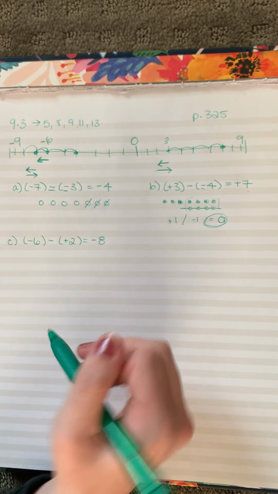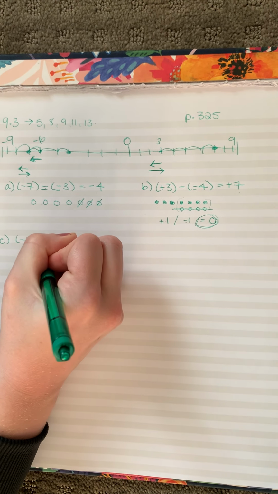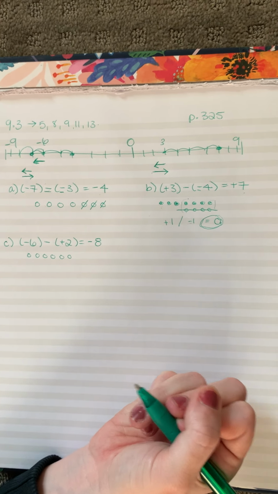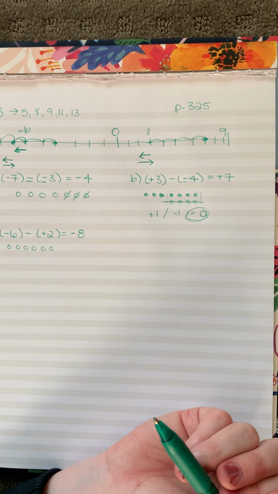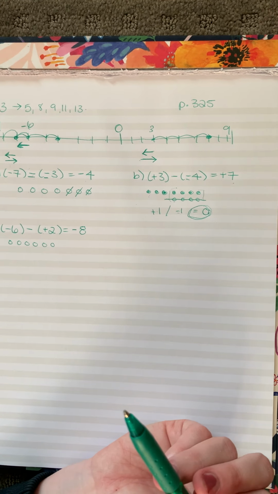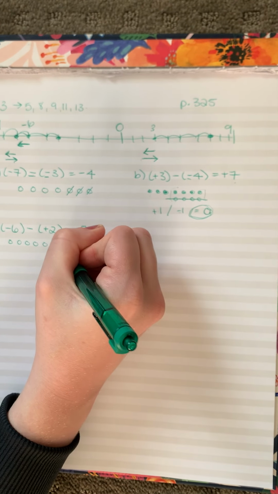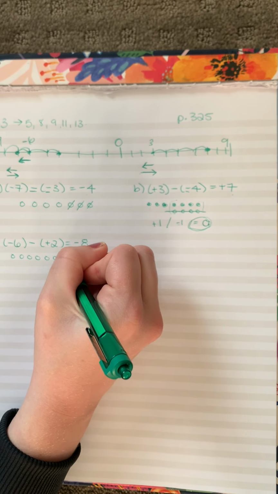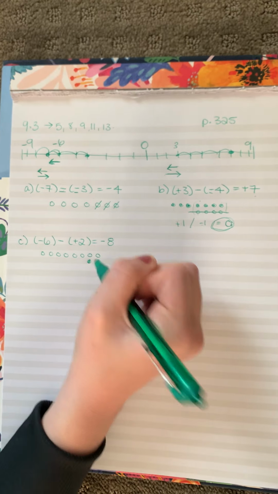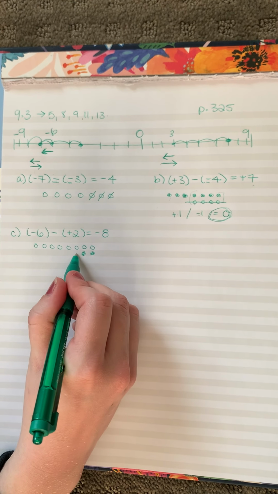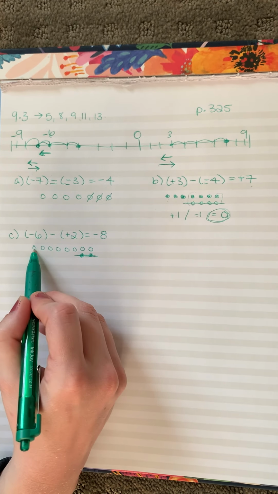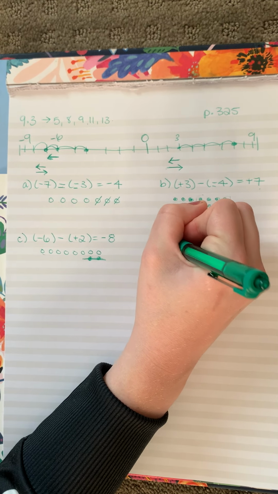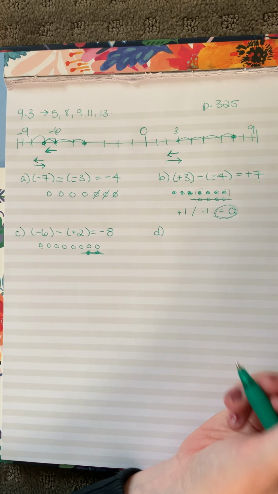So now let's check with our chips. We're going to have negative 6 chips. 1, 2, 3, 4, 5, 6. And then we want to take away positive 2 chips, but I don't have any positive 2 chips, so I'm going to add them. When I add them, just like in the previous question, I need to add negative chips so that they equal 0. Now I can take away 2 positives, and you can see that I have negative 8 chips. Next, we're going to go to question D.